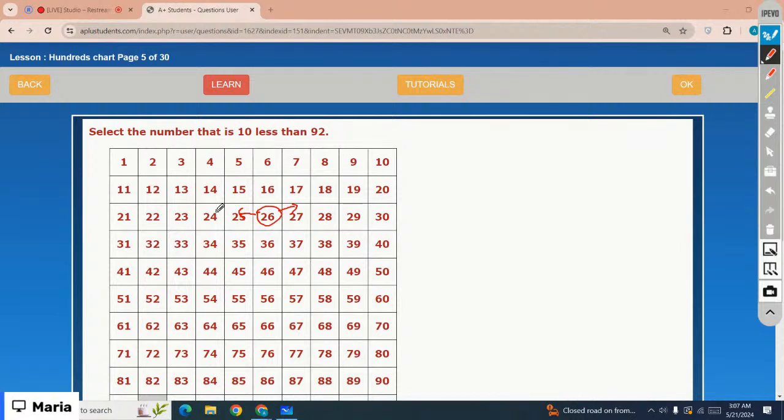If you move one left of 26, that means you subtracted 1 from 26, that would be 25. You move up one square, that means you subtracted 10, you go back by 10. If you move down, that means you added 10. 26 plus 10 is 36. So in a square you can move in four ways: right, left, up, and down. If you move right, you add 1. If you move left, you subtract 1. If you move up, you subtract 10, and if you move down, you add 10. So that is the correct option.